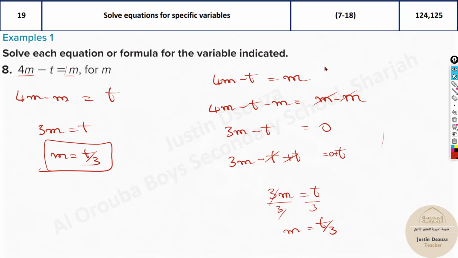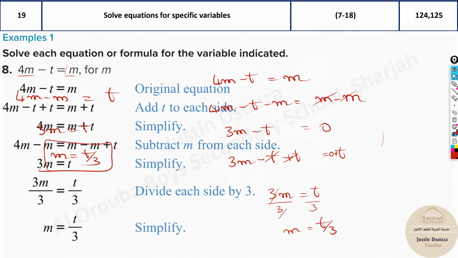So there's no need of elaborating unnecessary stuff. So this is fine. You should get the full marks for this as well. Okay. The answer is correct.